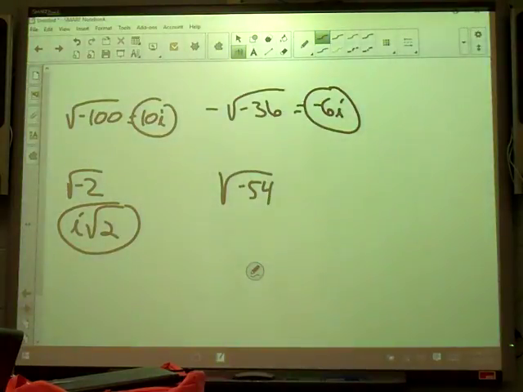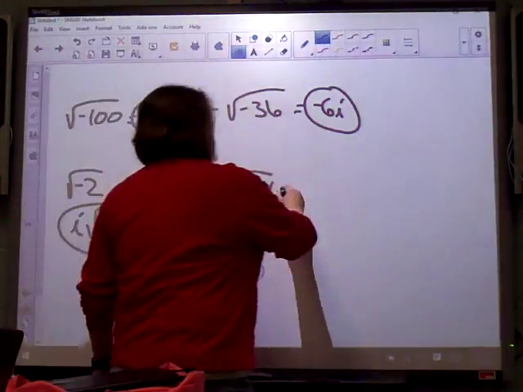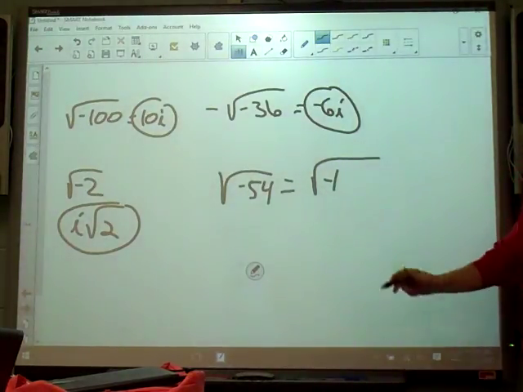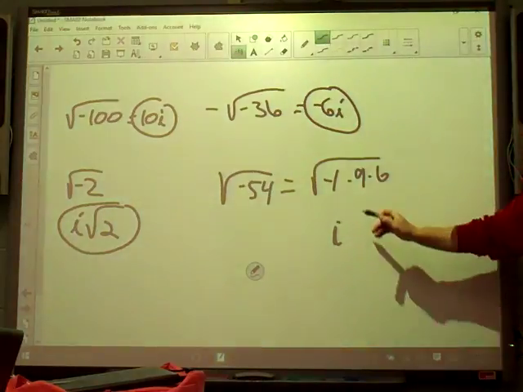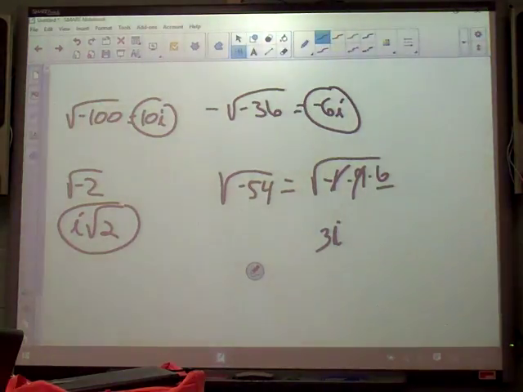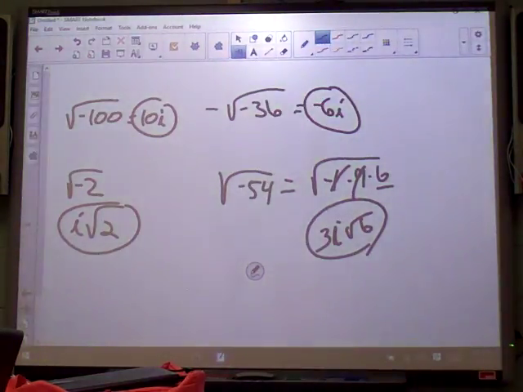Alright, what about that last one? Is 54 a perfect square? No. No, good. Can that break down? Is there a perfect square that'll go evenly into 54? Yeah. What is it? The biggest one? 9, very good. This is the same as negative 1 times 9 times 6, right? Why 9? Because it's a perfect square. So the square root of negative 1, there's your i. Done with that. Square root of 9. 3. Done with that. What about 6? Can that break down? Negative. Correct. So it stays in the house. That's your answer. Rocking and rolling.